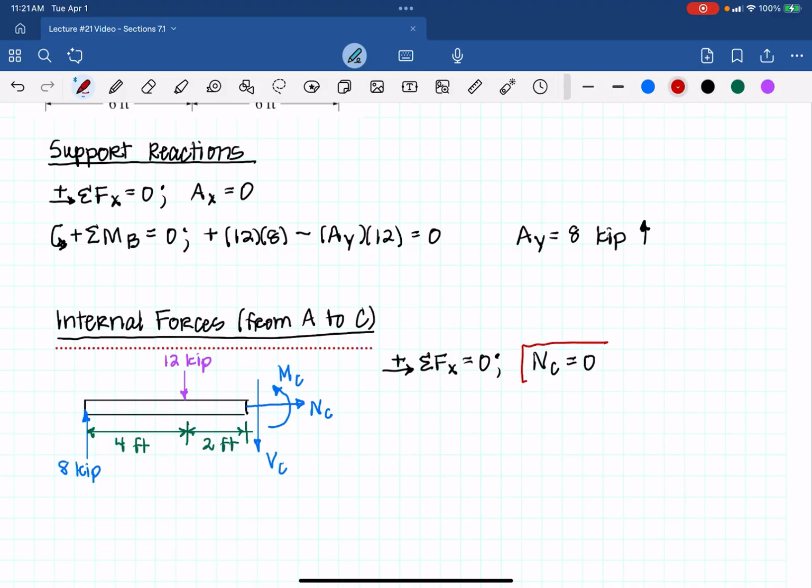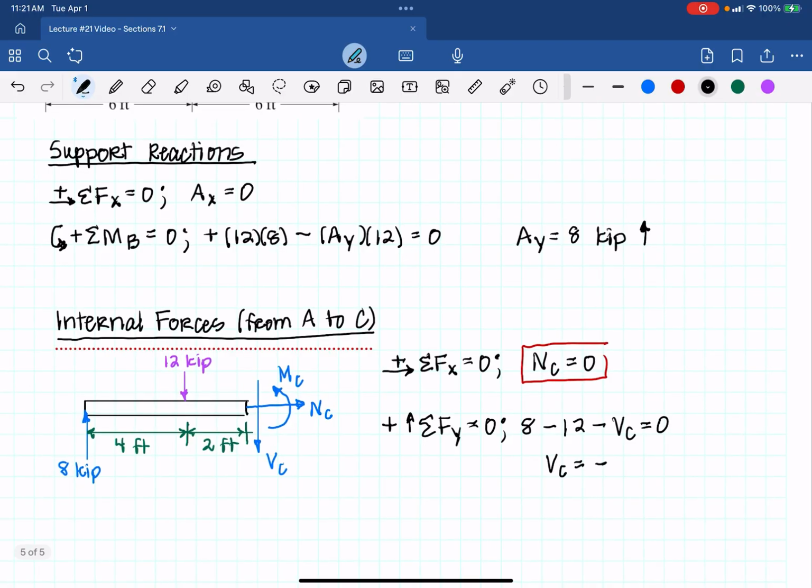So that solves one. Then let's do the Y direction and solve for the shear force. So sum the forces in the Y direction equals 0. And in the Y direction, I've got the 8 kip minus the 12 minus V of C equals 0, which tells me that V of C is going to be negative 4 kips. Now, if you did this from the right, you should get the exact same answer.